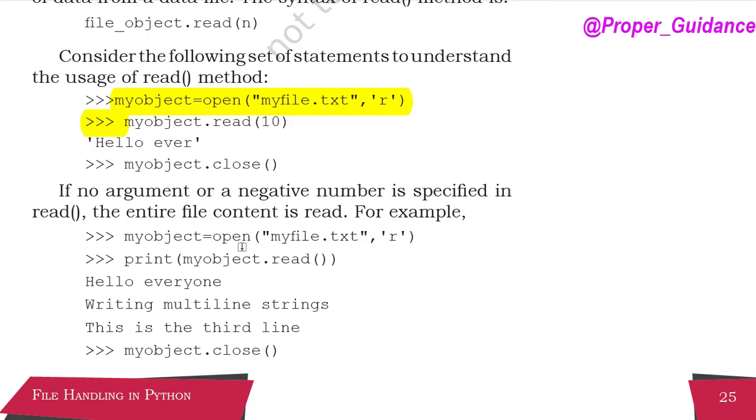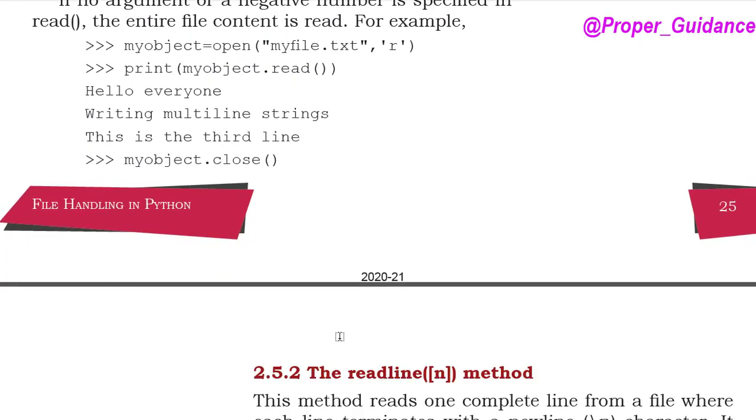For example, my_object = open("myfile.txt"), print(my_object.read()). The output is: Hello everyone, writing multi-line strings. This is the third line. my_object.close().